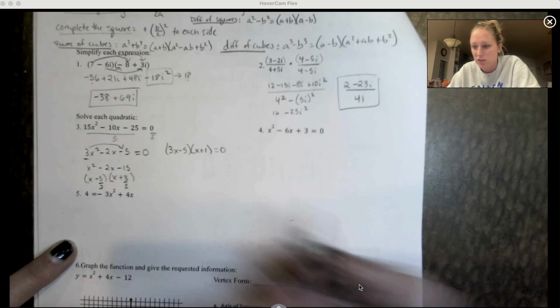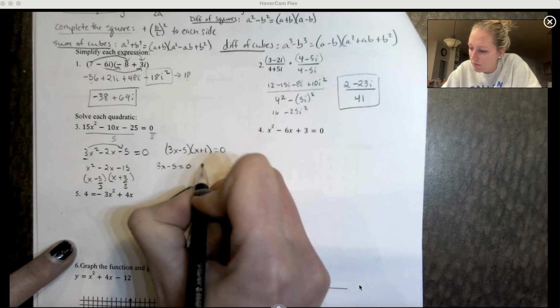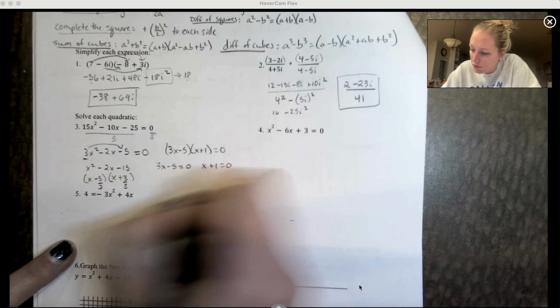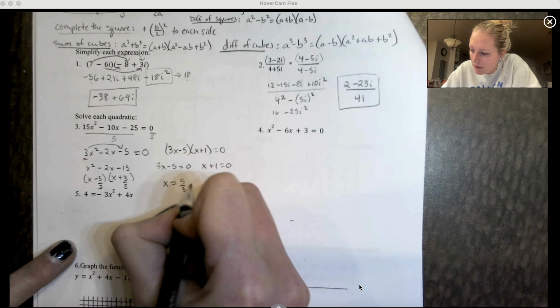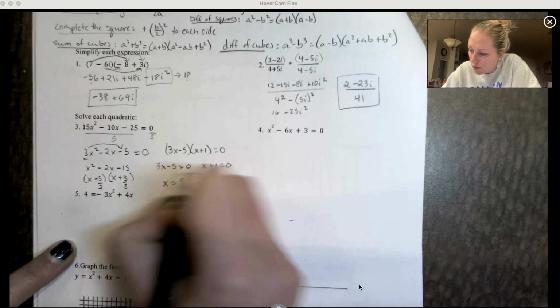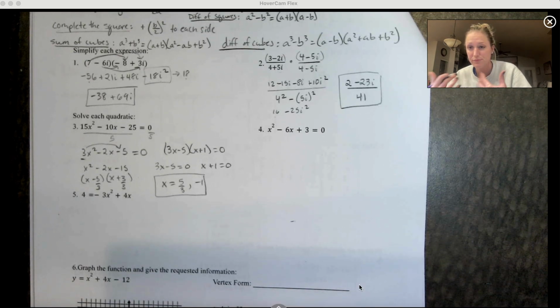Once I have it factored, now I set each factor equal to 0. So we've got 3x minus 5 equals 0, x plus 1 equals 0. So for my solutions, add 5, divide by 3, subtract 1. So those are my 2 solutions to that quadratic. Remember, solutions correspond to x-intercepts of the parabola.